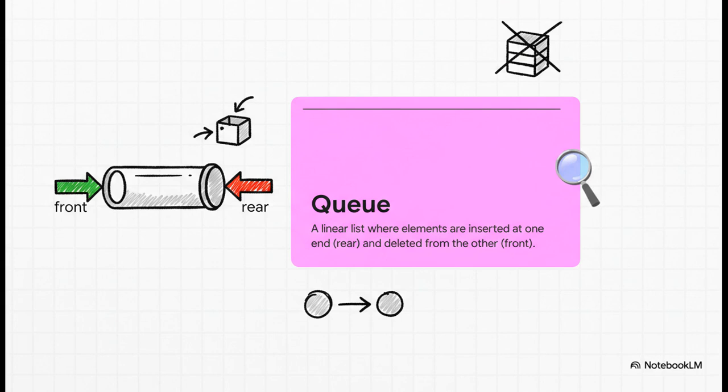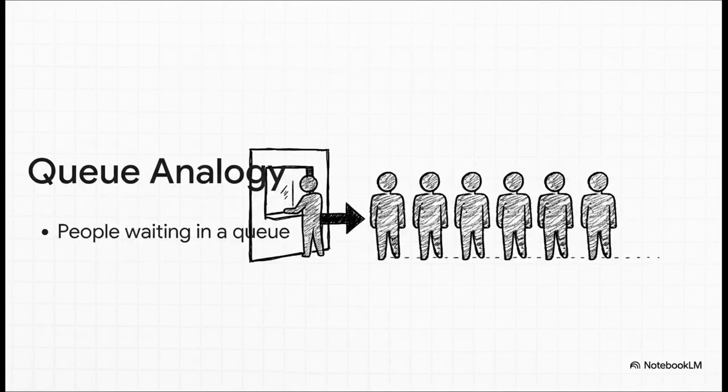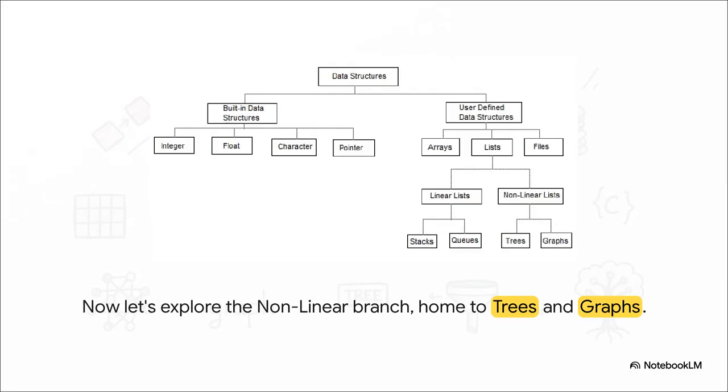All right, next up is the queue. It works completely differently than a stack. You could even say it's a lot fairer. See, a queue is all about FIFO, first in, first out. It's basically first come, first served. The best way to picture it? Just think of people waiting in line. Simple as that. Okay, let's jump back to our chart and check out the other big category, nonlinear structures.